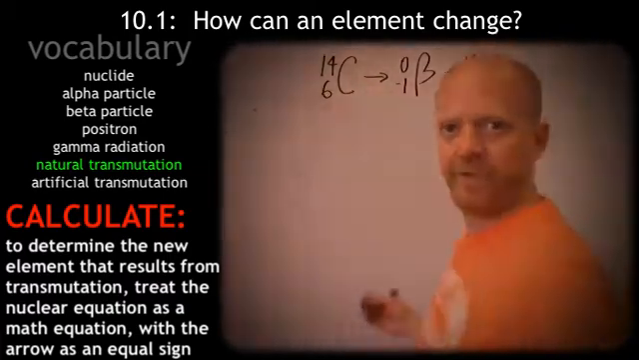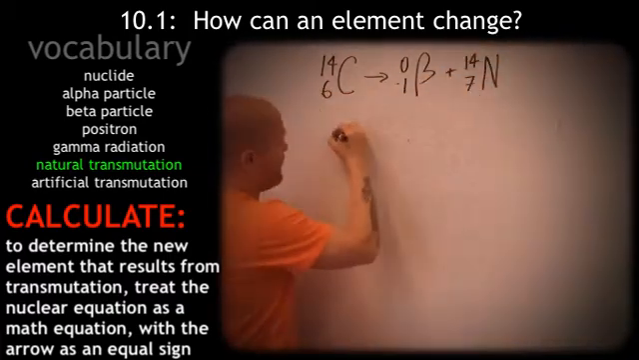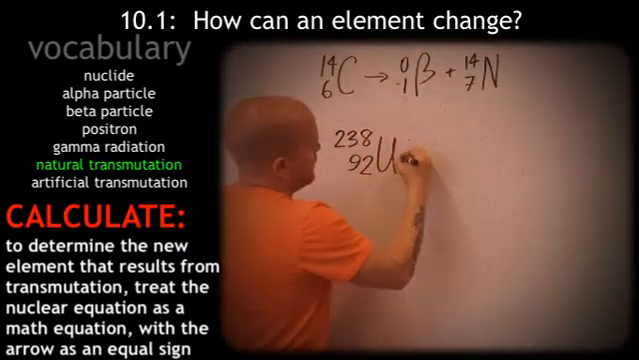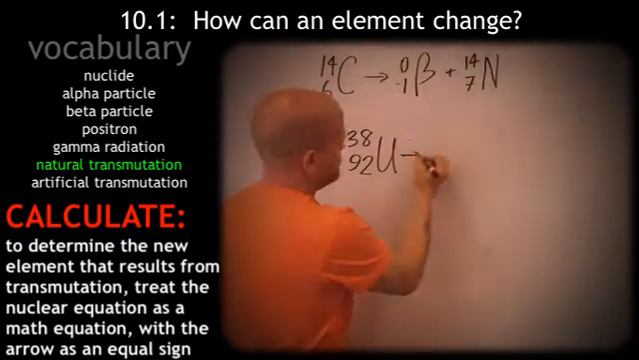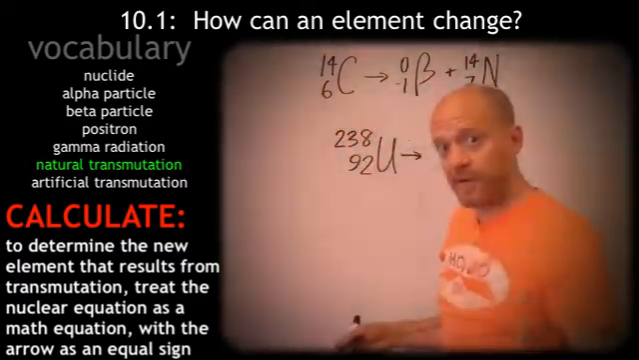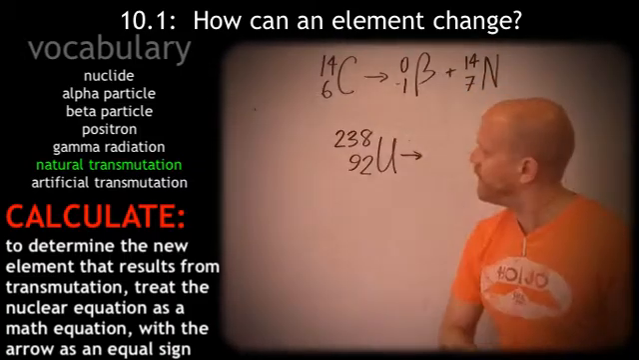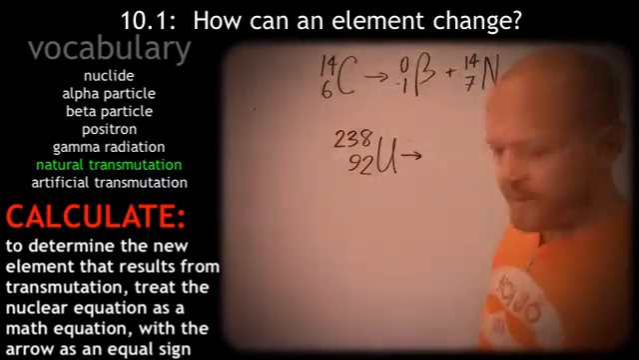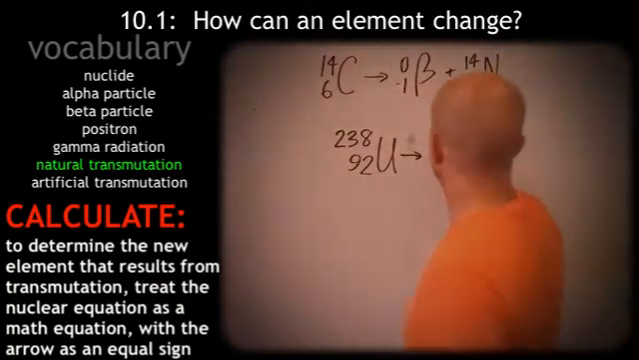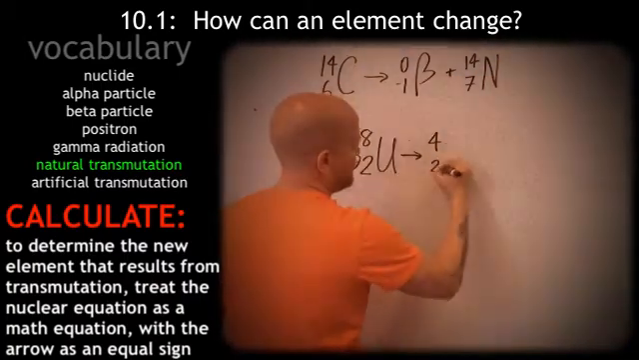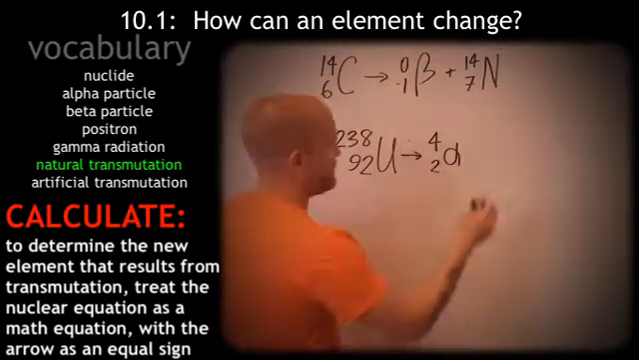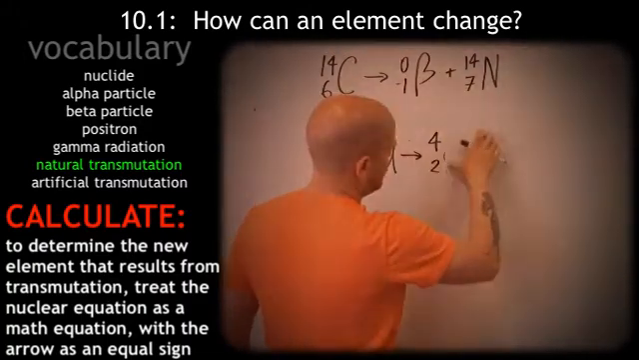Now you guys have all heard of uranium. And uranium is very common in nuclear reactions. And we'll talk more about the nuclear reactions in an upcoming video. However, for this example right here, I'm going to look up uranium-238. Uranium-238 is on the very bottom. It undergoes alpha decay.